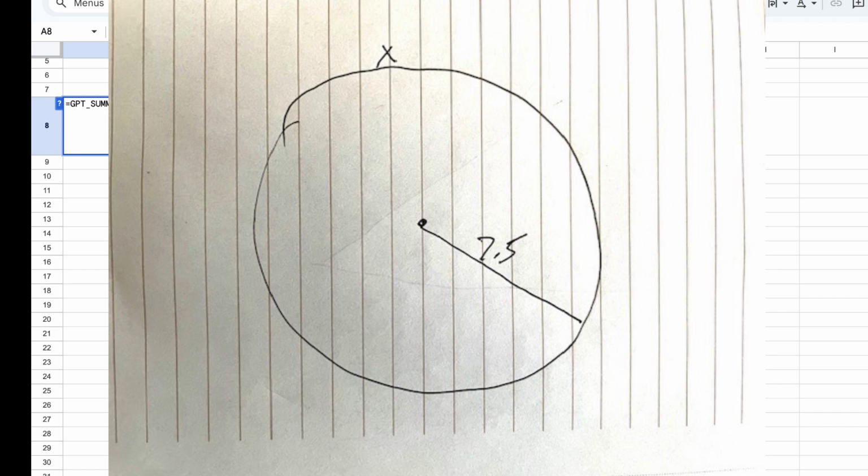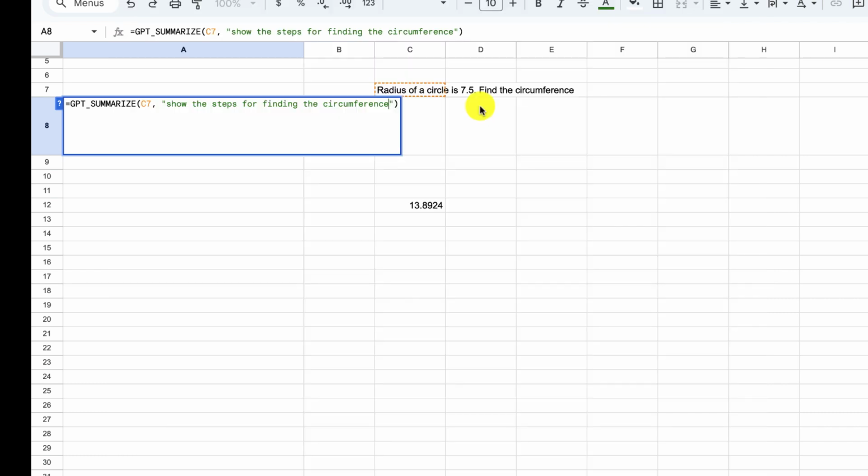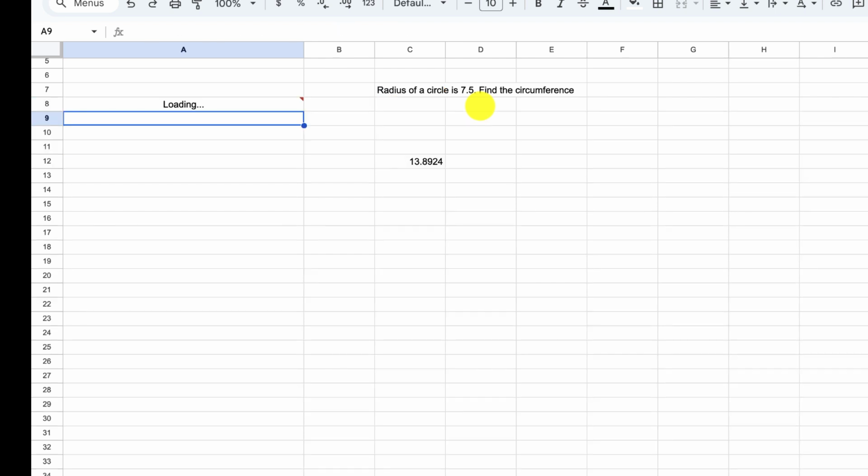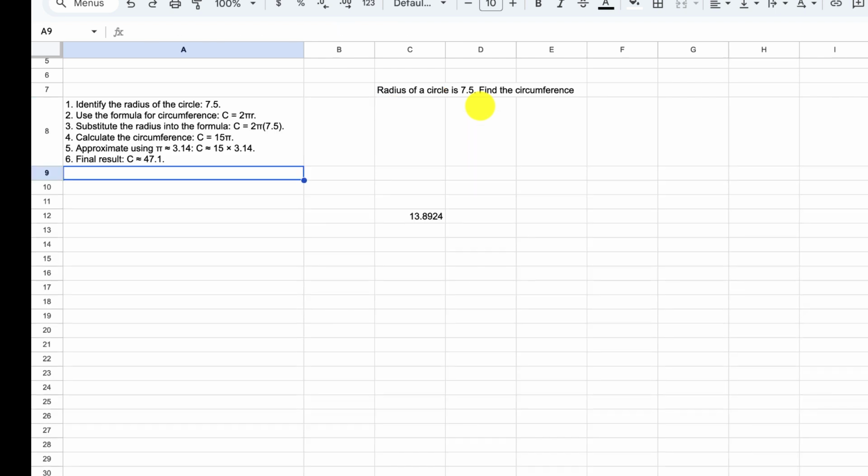So now the problem is: the radius of a circle is 7.5. Find the circumference. The formula is a GPT summarized formula. We're still using that C7 cell reference, and the prompt is show the steps for finding the circumference. We press enter, and we see the steps.